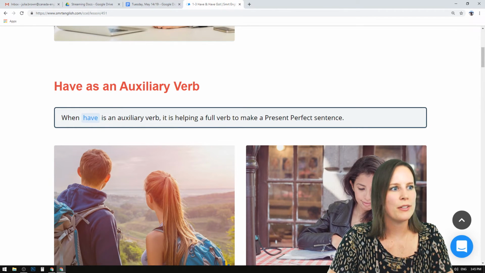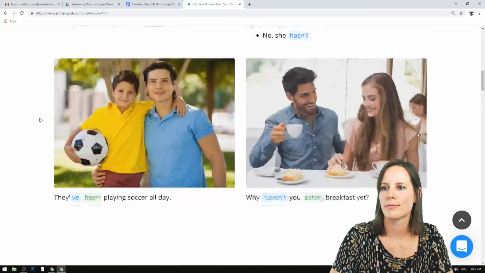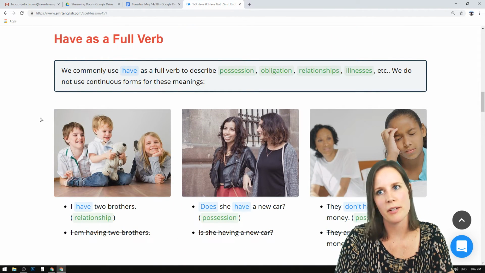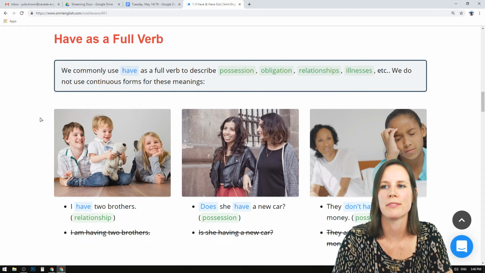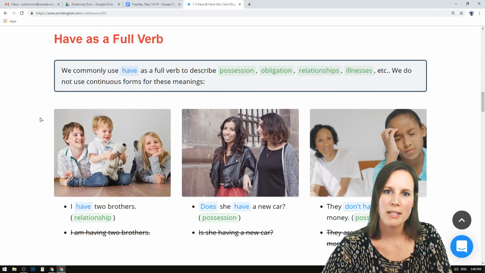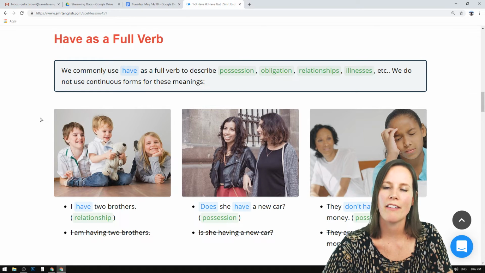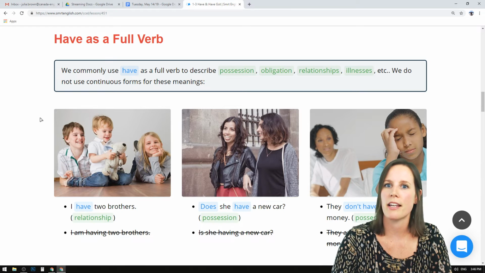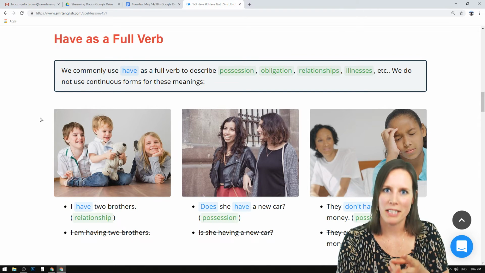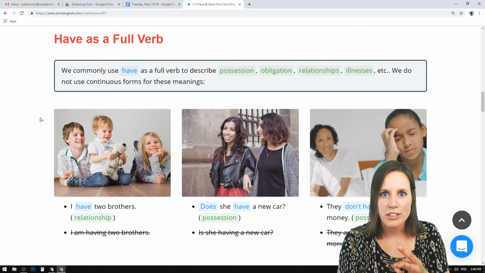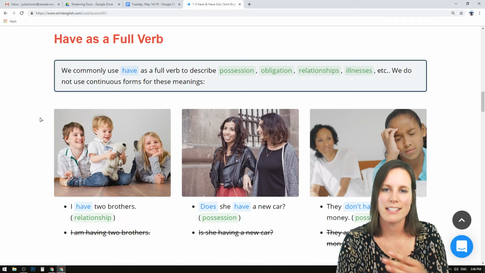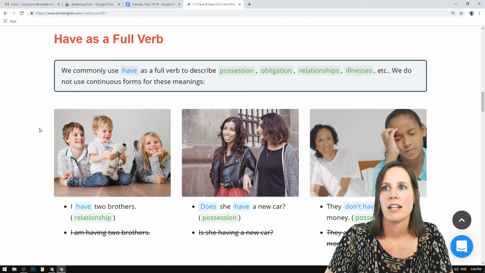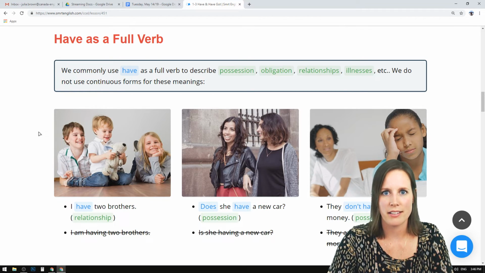So we'll continue. We talked about using have as a full verb, which you probably already knew about. And the common contexts where have is a full verb and a stative verb would be, like we said, possession, obligation, relationships, illnesses, personal characteristics as well. And only in the present tense.